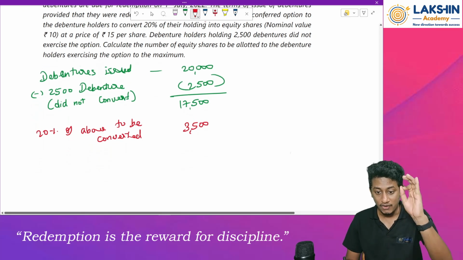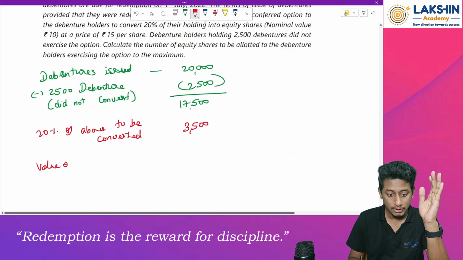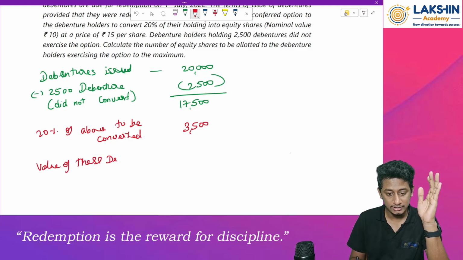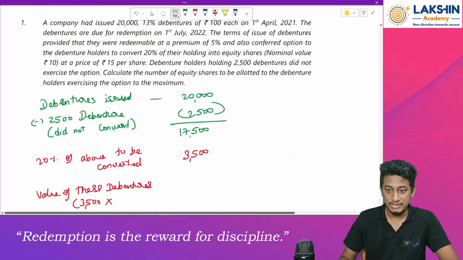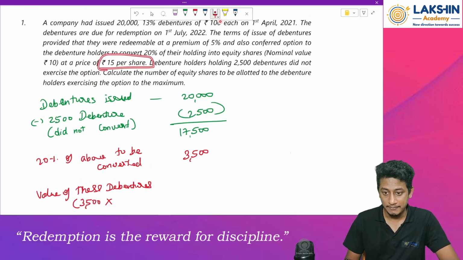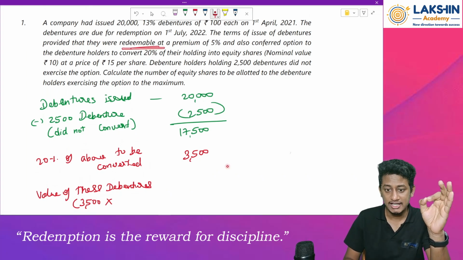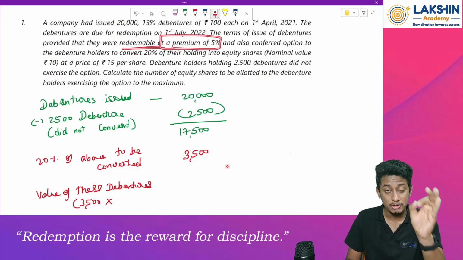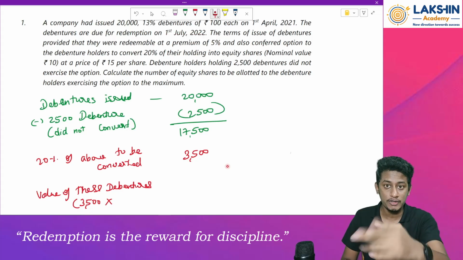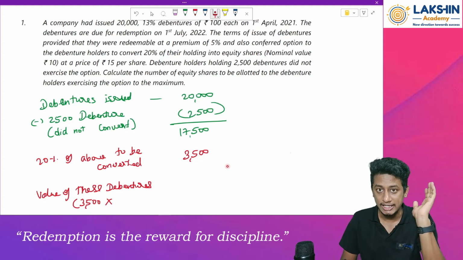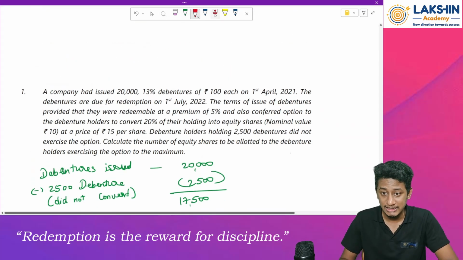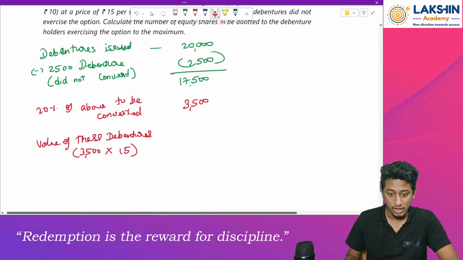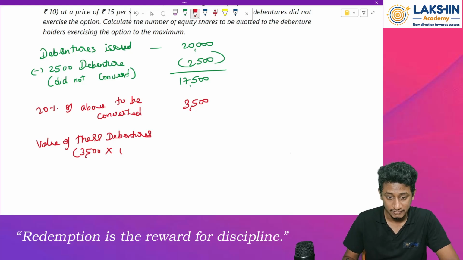Now, how much is the value of these debentures? So, rupees 3,500 into what? How much is the value? So, these are convertible at what rate? At 15 per share. The debentures are redeemable at a premium of 5%. So, this premium has to be given to the people who are converting their debentures to equity also. So, because of that, how much will the value be? Not 15 rupees, it is 105 rupees.